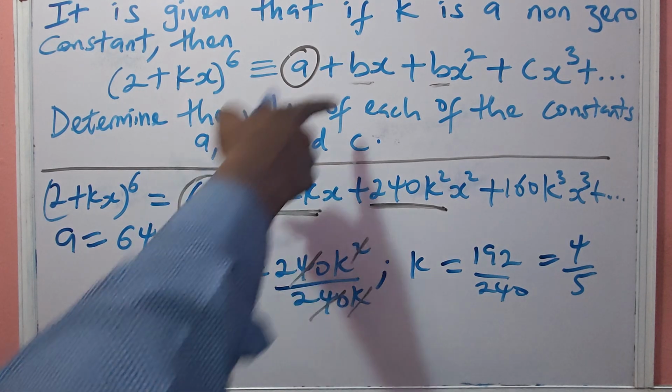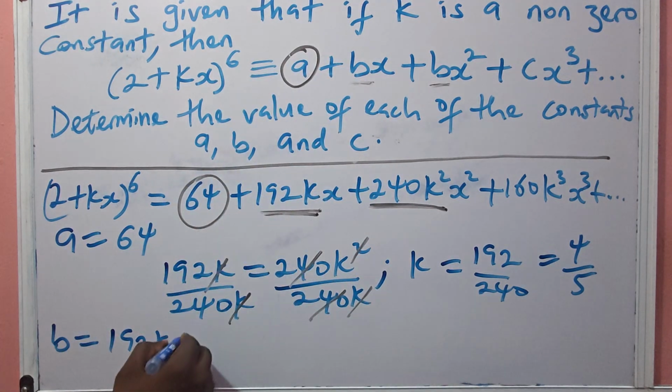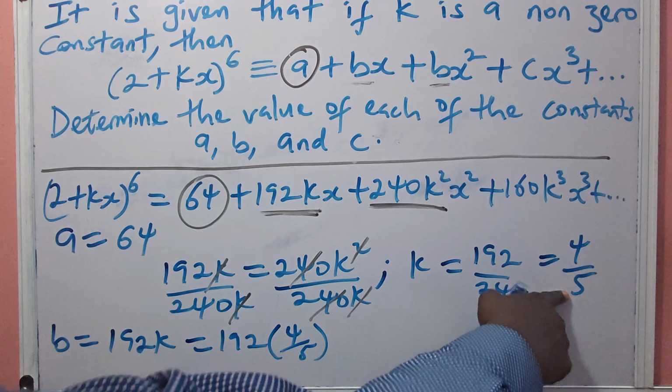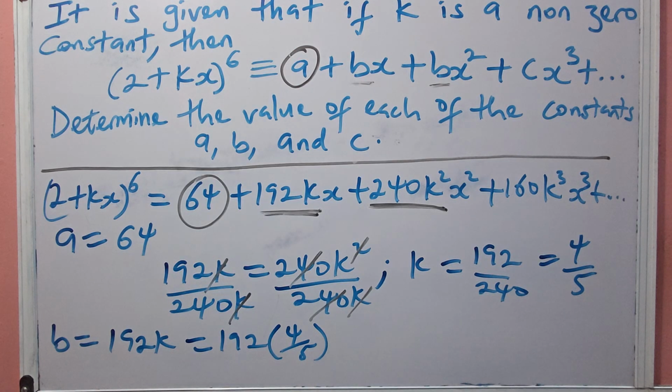So since b was equals to 192k, I can then go on to write it as 192 multiplied by 4 over 5, since we've gotten our k value to be 4 over 5. And if you get this into your calculator, you get a final value of 153.6. All right, so that is your value for b.